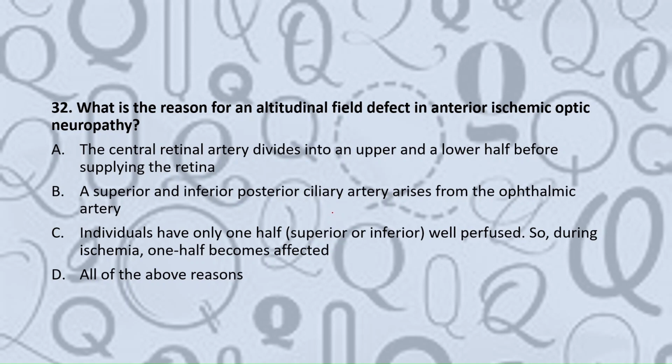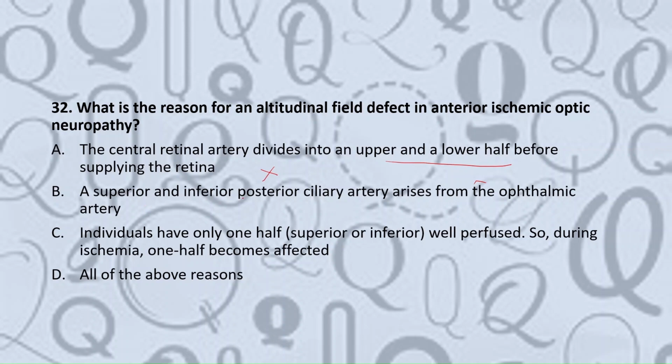What is the reason for an altitudinal field effect in anterior ischemic optic neuropathy? If you remember the drawing we just discussed, we saw that there was a superior and an inferior trunk of the superior short posterior ciliary vessels that supply the optic nerve head. So the optic nerve head is supplied by the ciliary circulation and not the retinal circulation, and this has to be remembered. The central retinal artery divides into an upper and a lower half before supplying the retina. This does not have anything to do with the optic nerve head circulation.